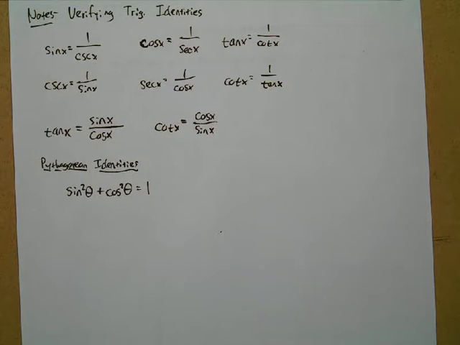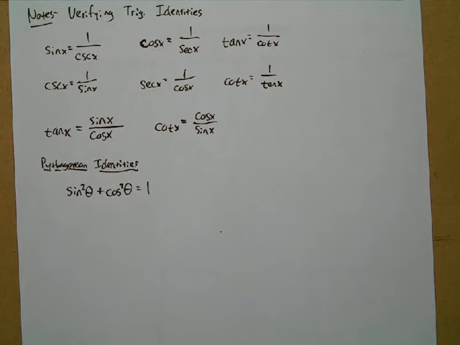And then there are 2 other Pythagorean identities, but they all derive from this. If you can remember this one, you can derive the other ones. You can come up with the other ones on your own without actually having to memorize them. If you want to memorize the other ones, that's fine. But there's this one.